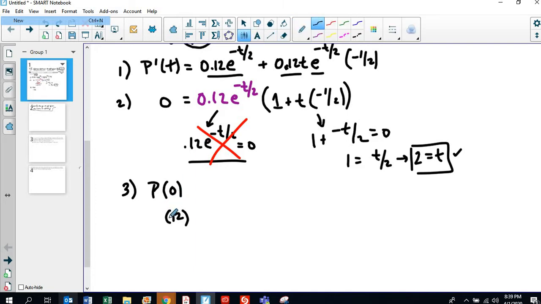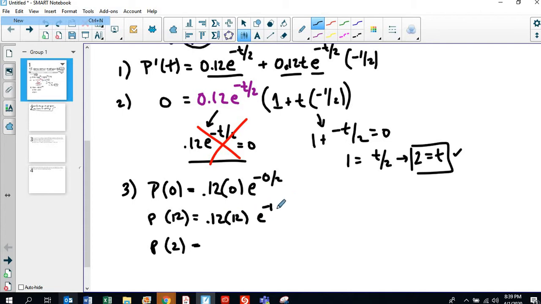And then we also need to plug in 2, right? And so our formula is 0.12 times T times e to the minus T over 2. So this guy's 0, obviously. If you haven't drank anything yet, then you don't have any alcohol in your system, we hope, right?